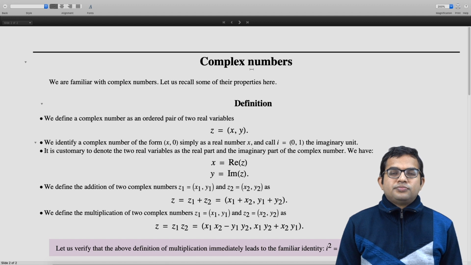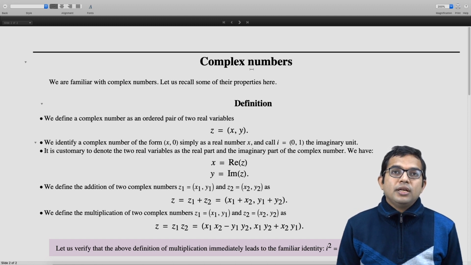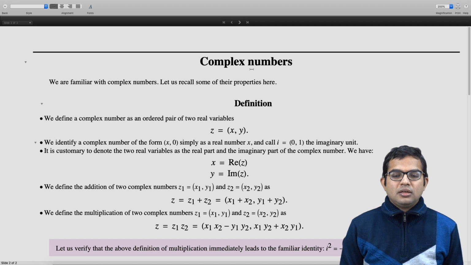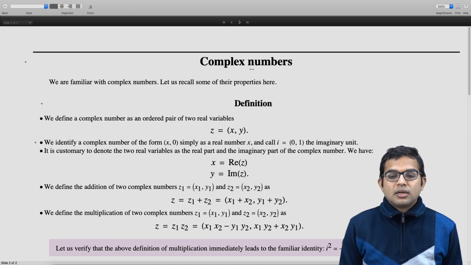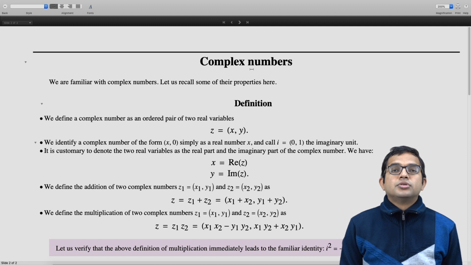Okay, so we can think of a complex number as essentially an ordered pair of two real variables, right? There is what we call x and what we call y, also known as the real part and the imaginary part. This is a somewhat more abstract way of introducing the notion of a complex number compared to how we might have first encountered it.